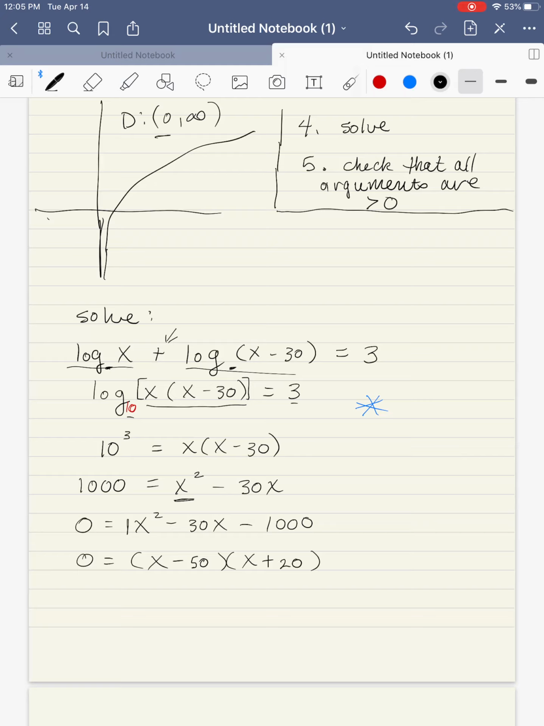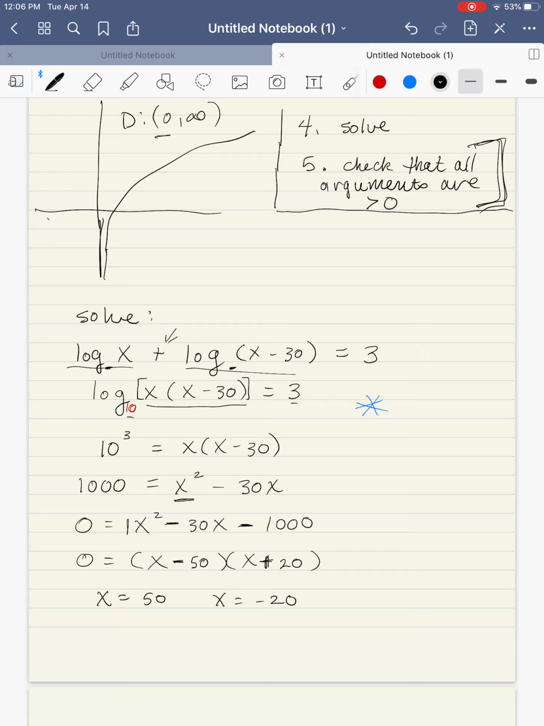And I see that those are going to be minus 50 and plus 20, because 50 times 20 is 1,000. To have a negative here, one has to be negative and one has to be positive. And the 50 needs to be negative to have my negative 30. So I have x equals 50 and x equals negative 20.